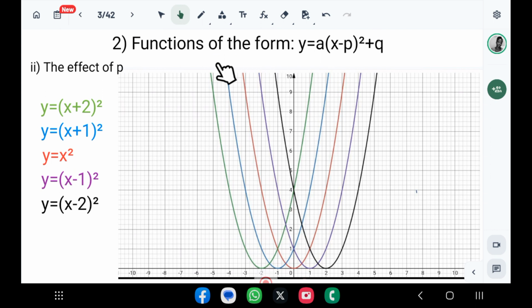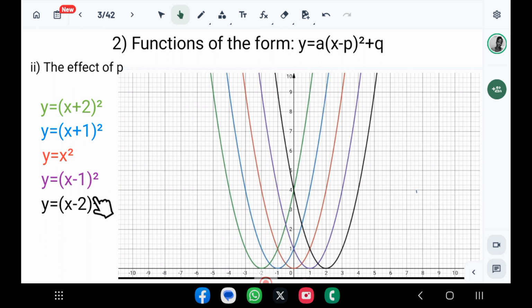Now let's look at functions of the form y equals a(x minus p) all squared plus q. The effect of p is such that if your p is positive, for example, on y equals (x plus 2) all squared, your graph is shifted 2 units to the left. That's why you end up with a green graph to the left.